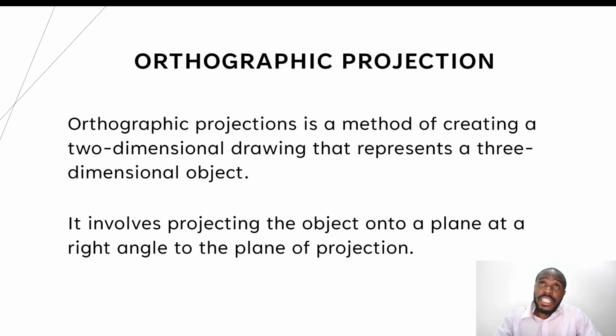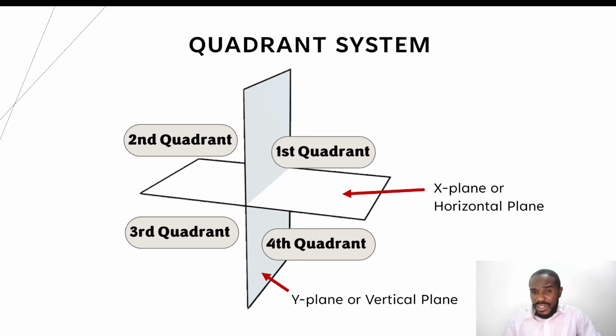Okay, and so the basic principle is that we project that object onto planes that are at right angle to the plane of projection. Okay, now what that means, before I explain that, let's first of all talk about the quadrant system so that when I get back to explaining that you understand. So you will shortly get to know that there are 2 major ways or techniques for orthographic projections, or 2 major types. The first type is what we call the first angle projection, and then the second one is what we call the third angle projection.